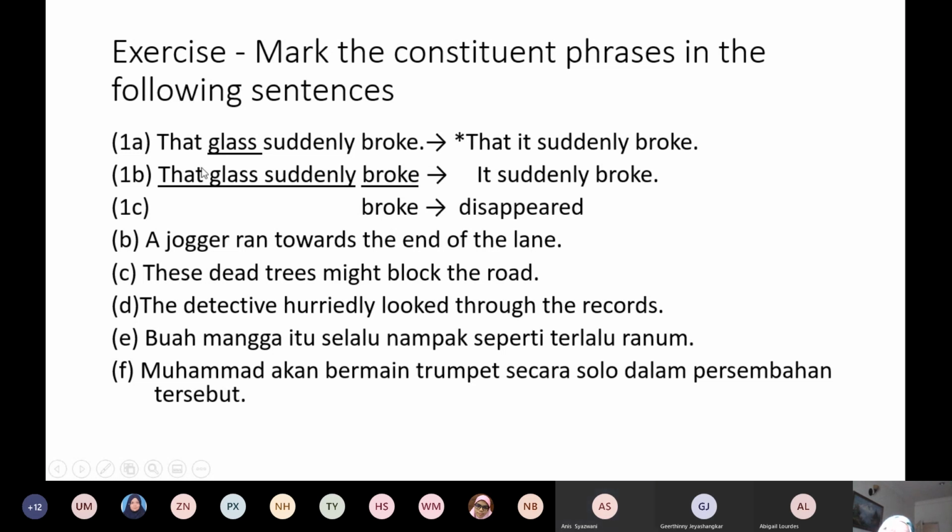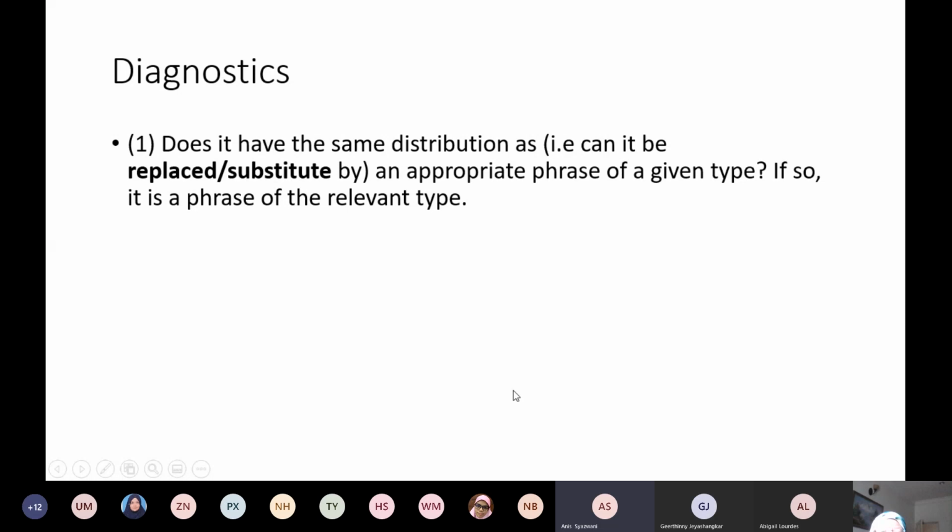Terpulang kepada, sebenarnya dia terpulang kepada soalan. Kalau dia kata just constituent, then it can be the constituent phrase, can be constituent word. Tapi kalau dia dah cakap phrases, then we go by the phrases lah. Okay, betul. Faham. Okay, thanks.